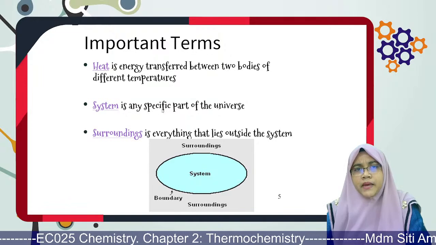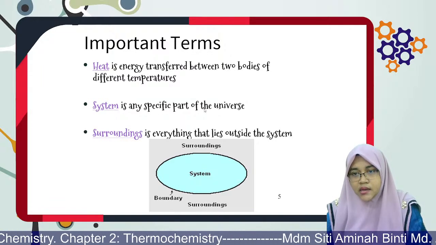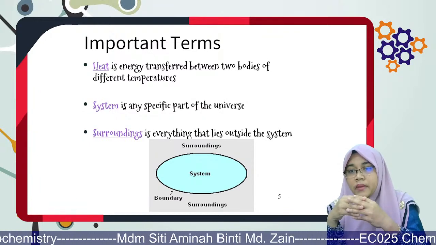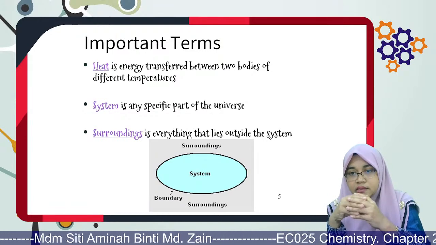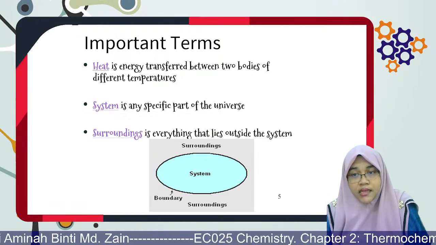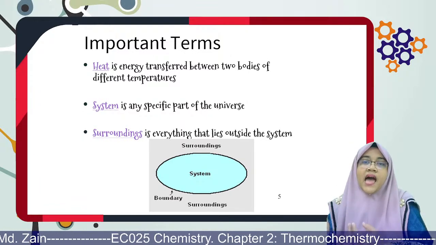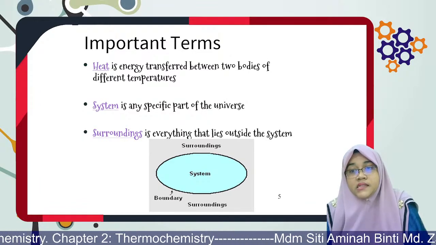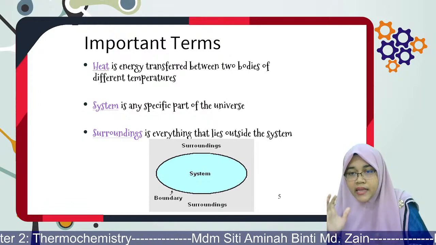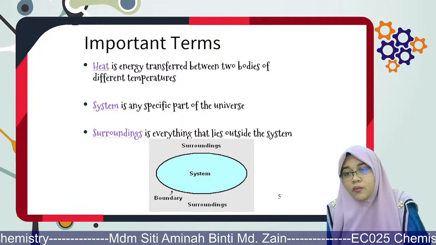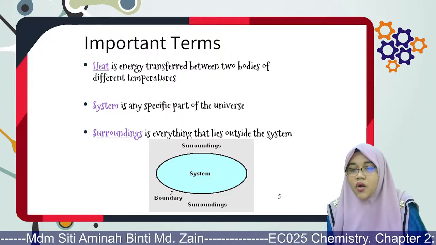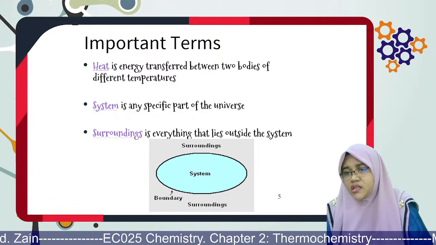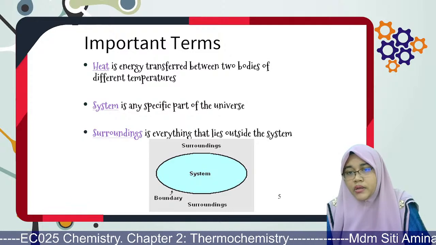So what is a system? A system is any specific part of the universe. Good. A system is an object, either it releases or it absorbs heat. It's the main point of the reactions. And the surrounding is everything that lies outside the system. So the main character here is the system, and the supporting object we call the surrounding. Apa sahaja sekitar objek adalah surrounding. Maybe the surrounding has two things or three things or maybe one part only, that supports the system.